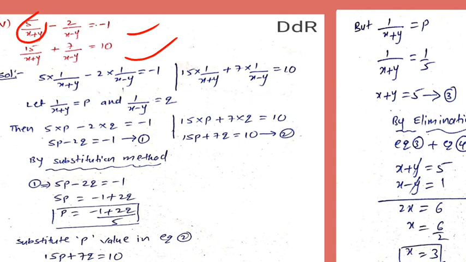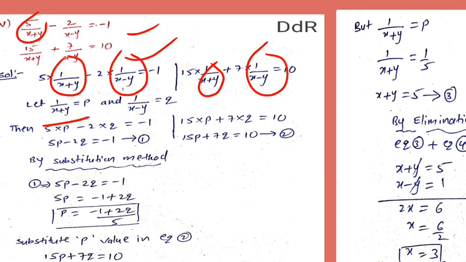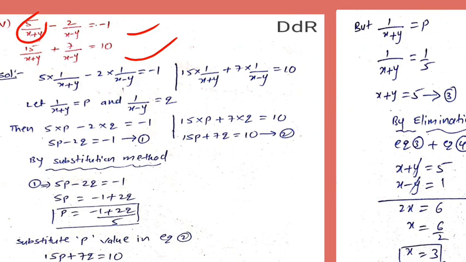So here in both equations we have the same terms, 1 by x plus y. So let 1 by x plus y equal to p. Here 1 by x minus y, 1 by x minus y. So let 1 by x minus y equal to q. So substitute these two variables in the two equations. Then we will get two new equations: 5p minus 2q equal to minus 1, equation 1; 15p plus 7q equals to 10, equation 2.